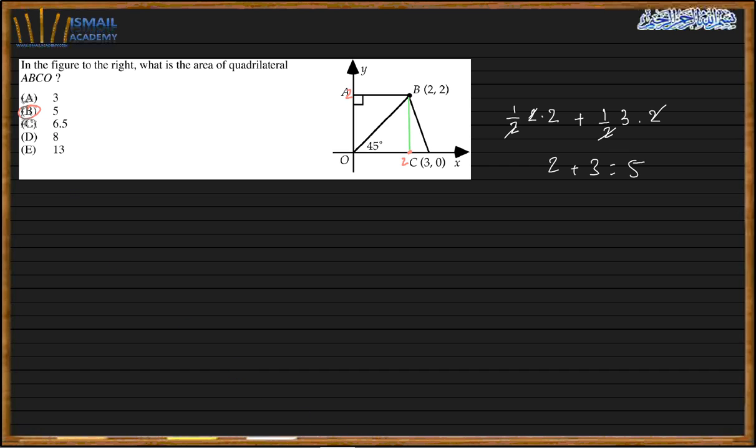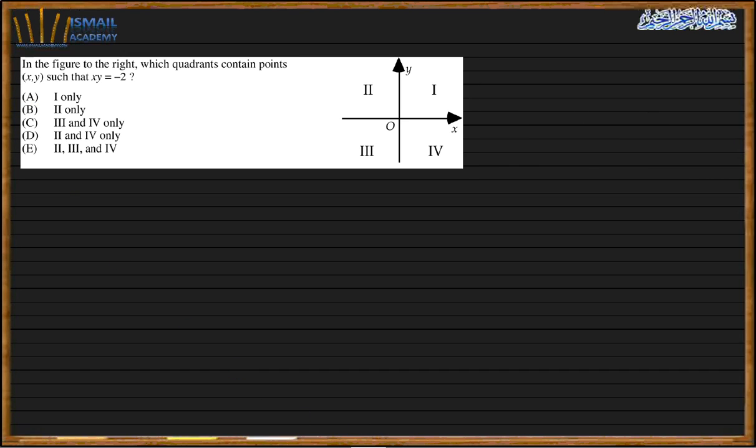Next question. In the figure to the right, which quadrant contains point (x, y) such that x times y equals minus 2? Here I see the product of the coordinates of that point is negative, which means either x is positive and y is negative, or x is negative and y is positive.